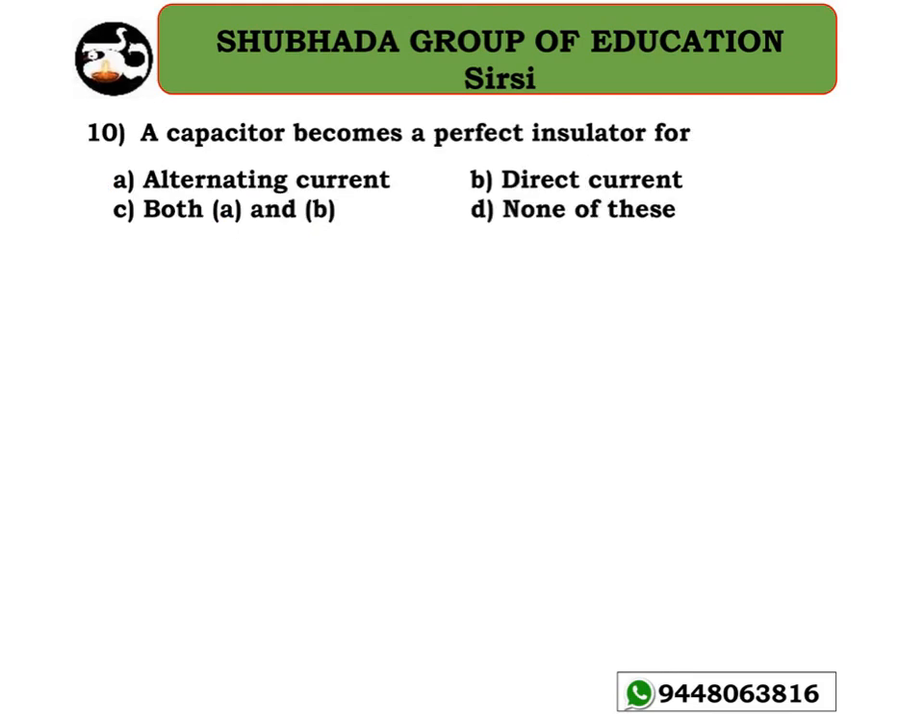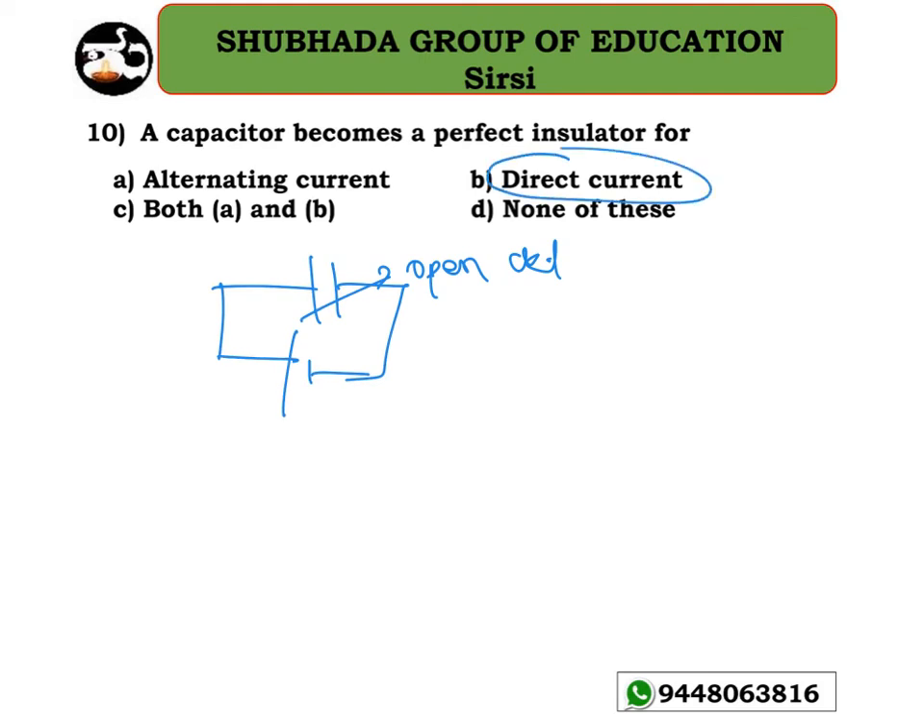The next problem says that a capacitor becomes a perfect insulator for. So you know that we have studied the working of the capacitor under the influence of the alternating current or the AC supply. But if you apply the DC, the capacitor blocks all the DC components, in the sense it will act like an open circuit here. Okay, open circuit. So that's the reason why it blocks the DC components. So for direct current it will be acting like a perfect insulator, because there is no flow of electric current through that. So option B is the right answer for this particular question.